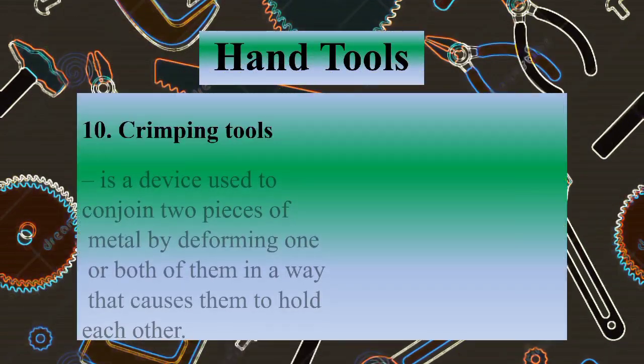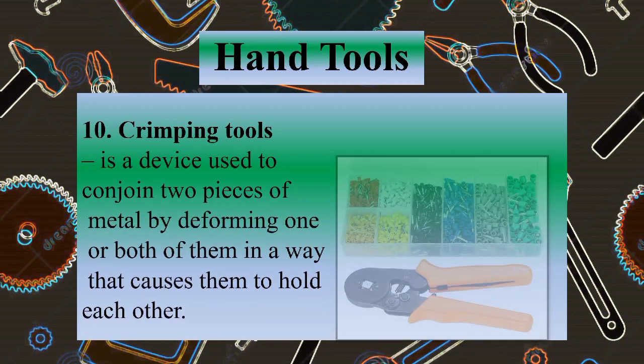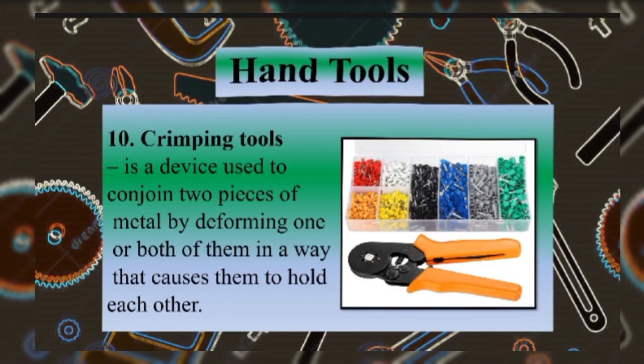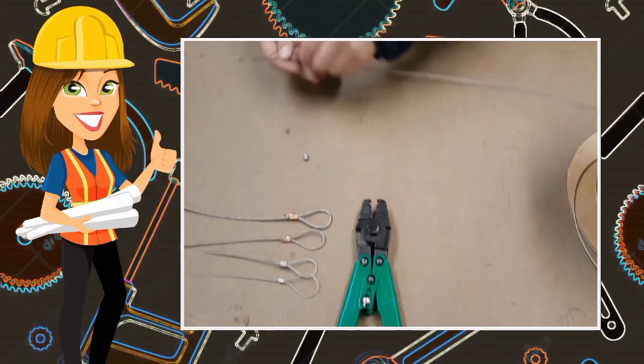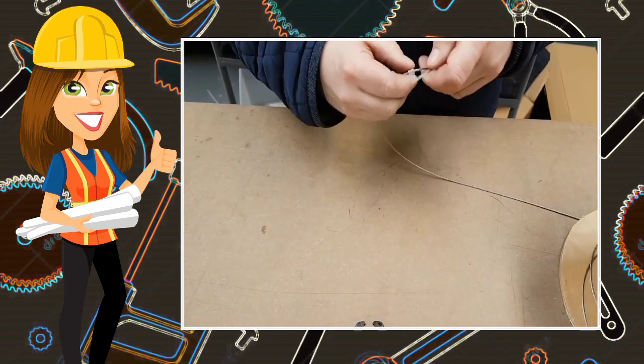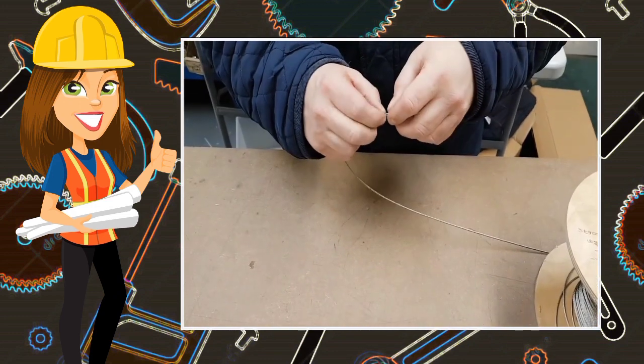Next hand tool is the crimping tool, used to conjoin two pieces. So this is the picture of the crimping tools. Both them in a way that goes using a 1.5mm galvanised wire, 1.5mm aluminium ferrule, like for like. So just make your eye.